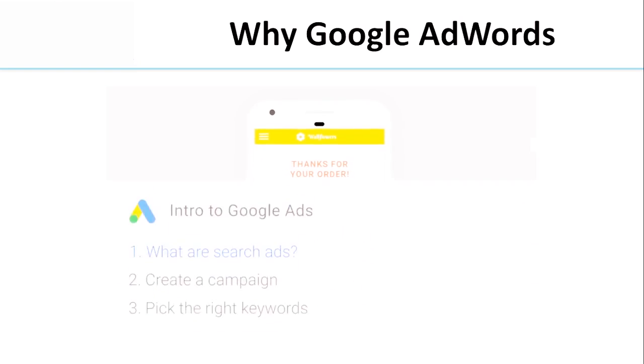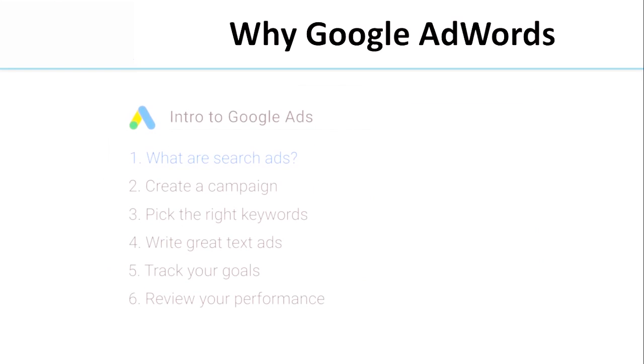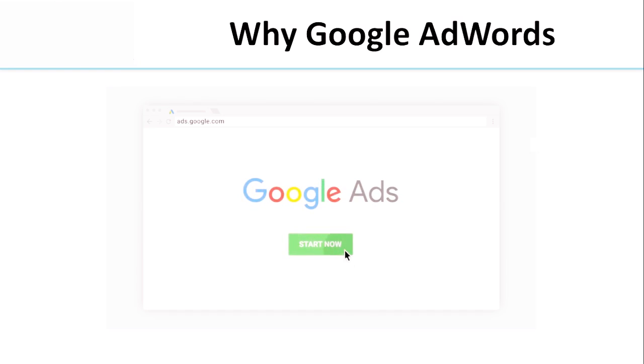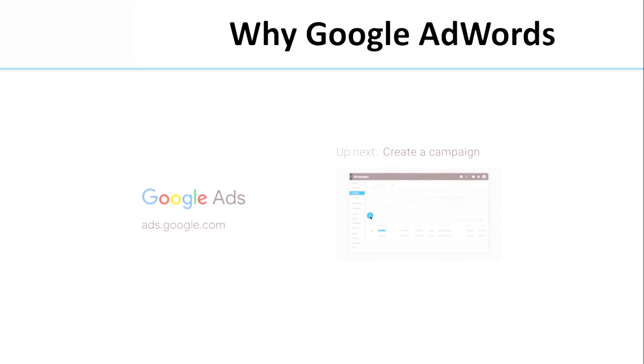It looks like you've saved the day. But this is just the first step in our journey. We've created a series of short step-by-step videos to walk you through the process. You'll learn how to create a campaign, pick the right keywords, write great text ads, track your goals, and review your performance. Before you start the lessons ahead, you'll need to have a Google Ads account. If you don't have one yet, you can go to ads.google.com to create one now. Once you've opened your account, it's time for the next step. Just keep watching to learn how to create your first campaign.